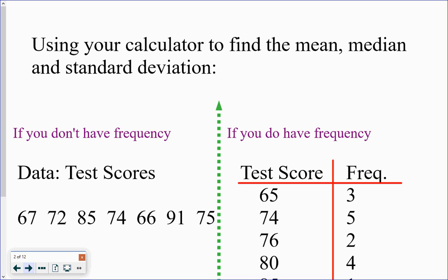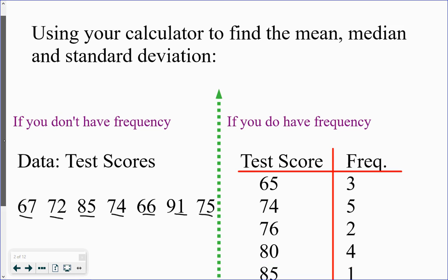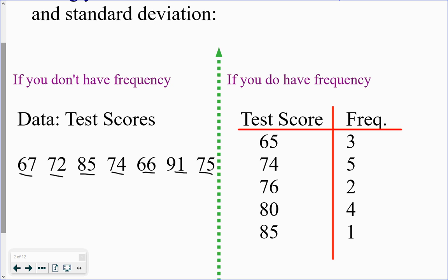Okay, so there's 2 ways that we can show data. We can show data with frequency and without frequency. Without frequency is where you just list out all your data values. With frequency is in one of these charts here. So if these are test scores, this means that 3 kids got 65% on the test. 5 kids got 74% on the test. 2 kids got 76, and so on and so forth.